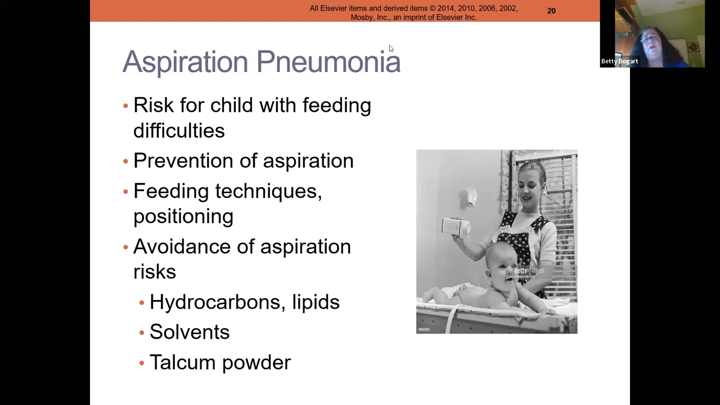Now, there's other things we can aspirate. Food. Children have reflux. They get, you know, formula or breast milk up into their lungs. So what do we do? How do we prevent aspiration on children? Well, they can't be overfed. We need to burp them well. They should be sitting up for at least half an hour after they feed.